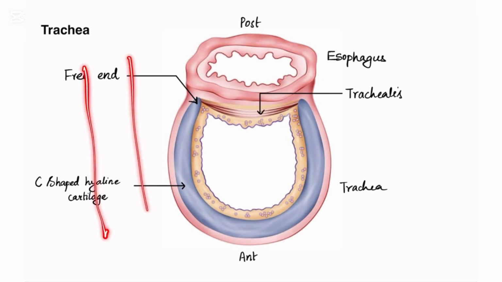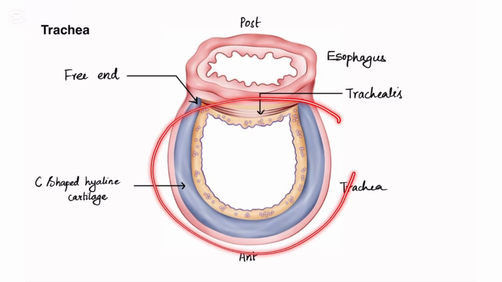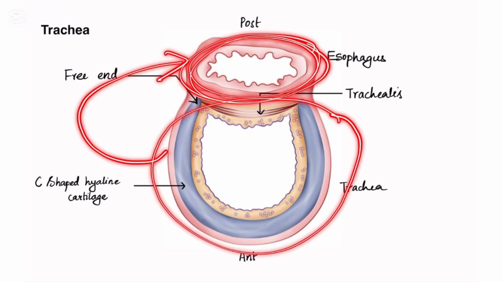So trachea is supported by a number of C-shaped hyaline cartilages. We know that from our basic anatomy. Here's the transverse section of trachea. You can see that there's trachea anteriorly, and behind trachea is the food pipe, or esophagus.